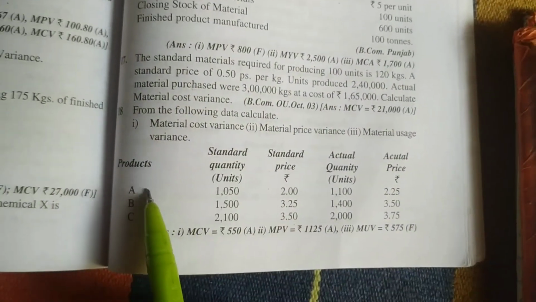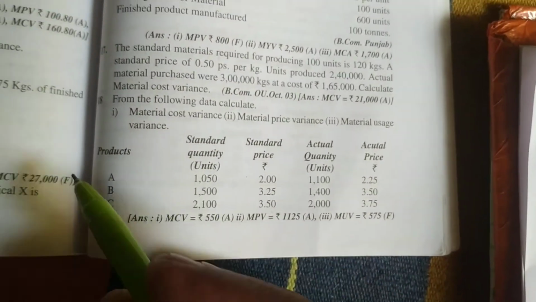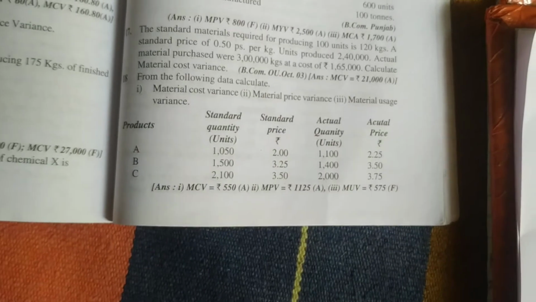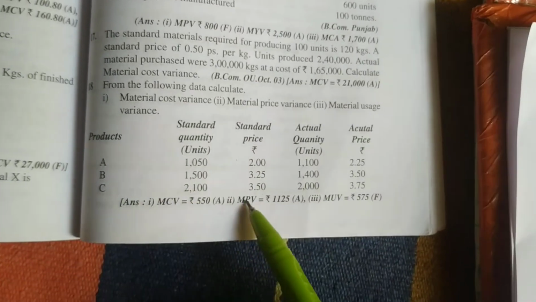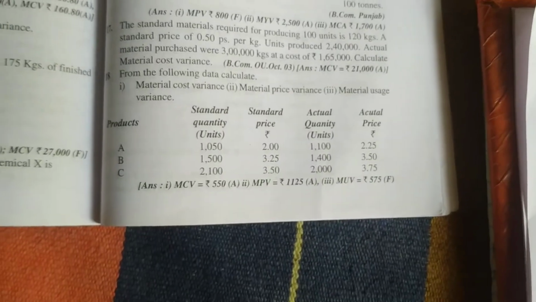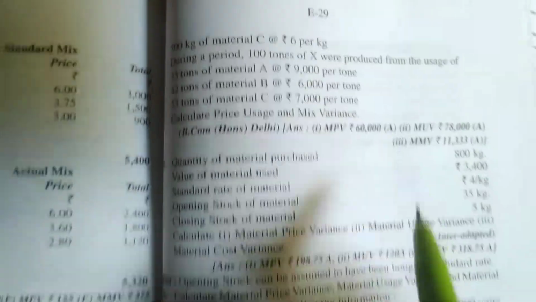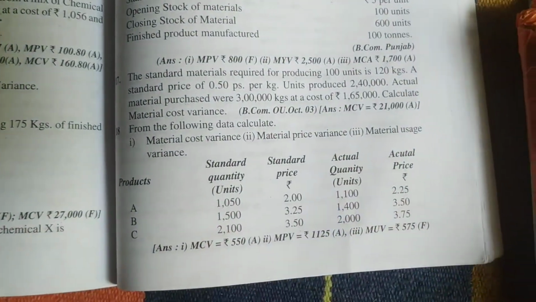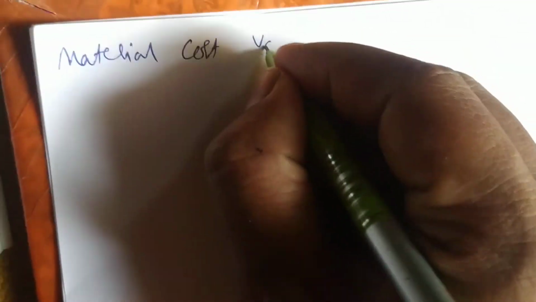So for different products A, B, C, we have to do cost variance of three products, price variance also for three products and usage variance also for three products. Okay. So let us start first with material cost variance. Page number is E29, question number is 18. Material cost variance of product A, product B and product C.